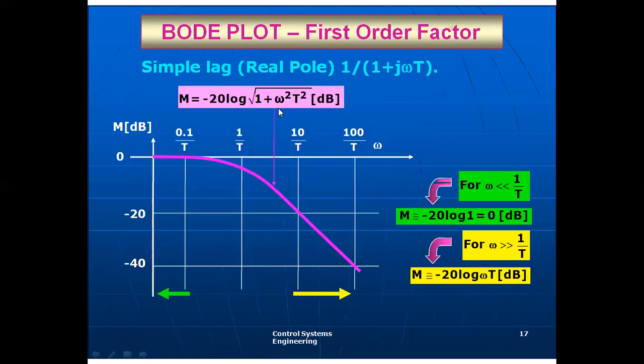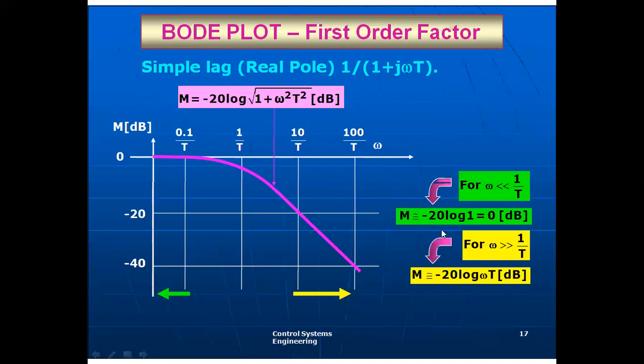Here you can see when omega is less than 1 by T, which is very, very small compared with 1, you'll get minus 20 log of 1, which becomes 0. So you'll get almost 0. When omega reaches 1 by T, you will get a magnitude of about minus 3 decibel.